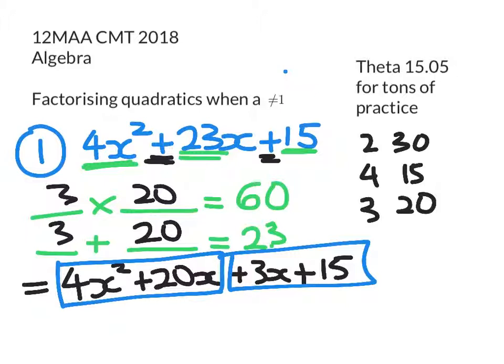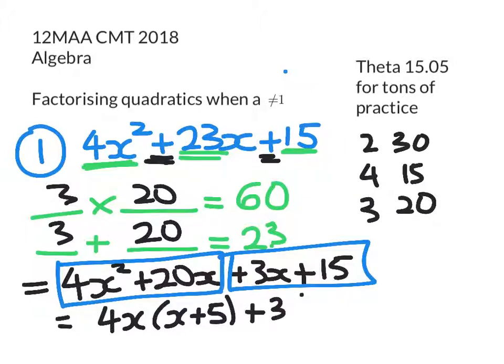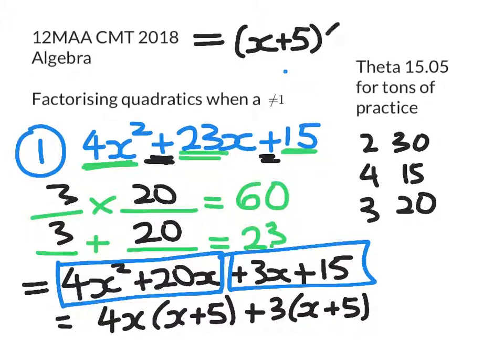Sorry about the noise. What have we got? We've got 4x times x plus 5. Now taking out the common factor in the next one, 3 times x plus 5. So our hard work is done, except I've run out of room on my slide as usual. So the answer is going to pop up the top here. So now we're looking at common factors here. My common factor is x plus 5. And I've got 4x plus 3 of them. And you can check that by expanding it back, so there's never any reason to get these wrong.